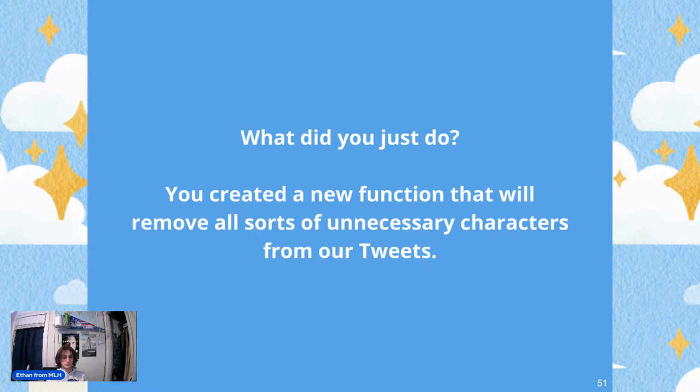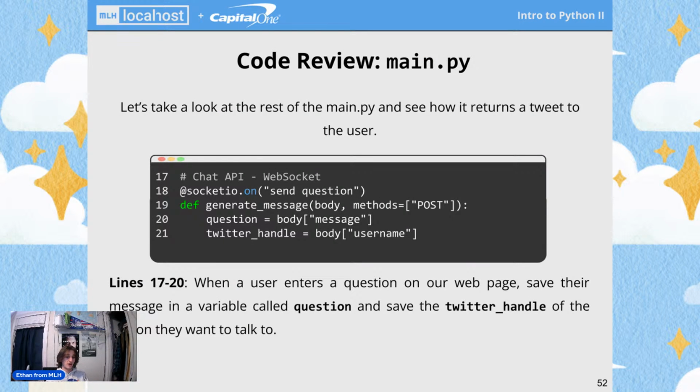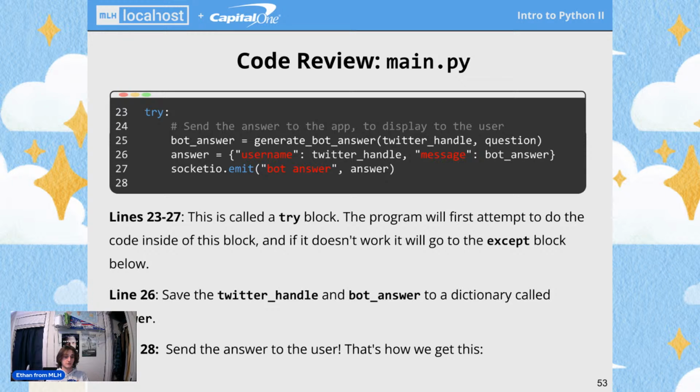Like it says, we created a new function that will remove all sorts of unnecessary characters from our tweets. But now if we go over to main.py, we're going to see how it returns a tweet to the user. On lines 17 to 20, when a user enters a question on our webpage, we save their message in a variable called question, and then we save the Twitter handle of the one they want to talk to.